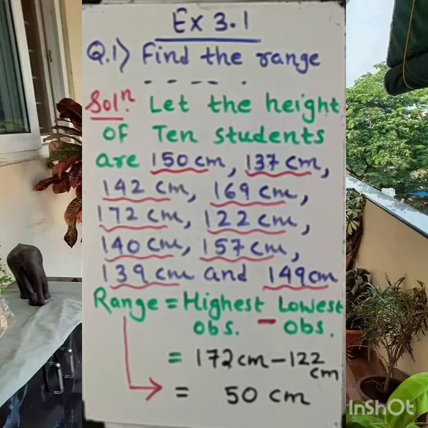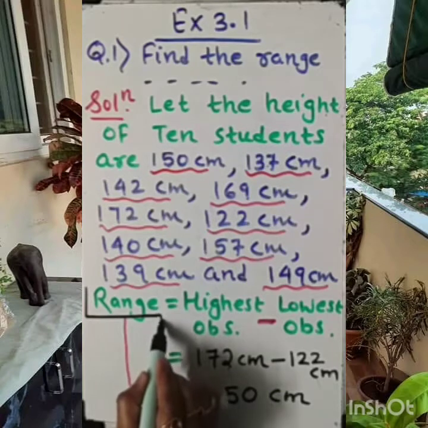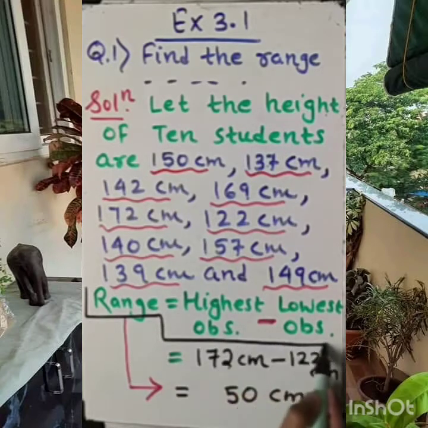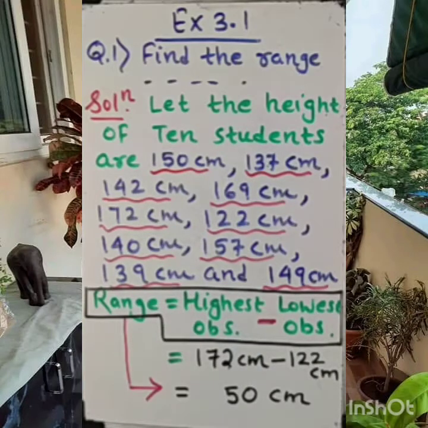So it's easy. So we come to a conclusion: what is range? Now it's easy to understand. The range is such a quantity when we subtract the lowest observation from the highest observation. So please keep this formula in your mind to find the range of any given data. Clear?